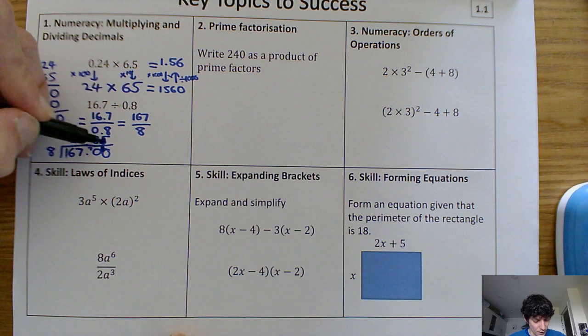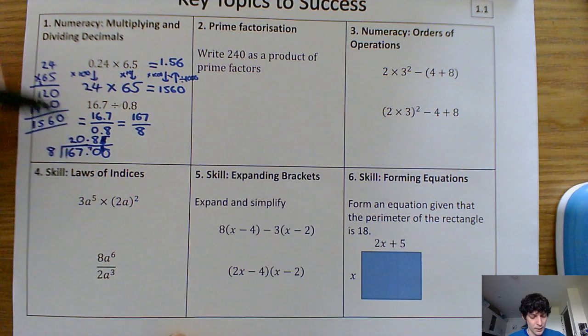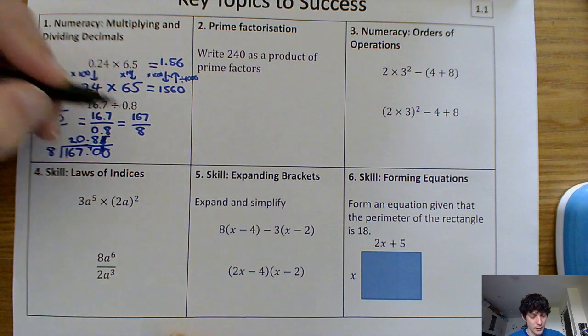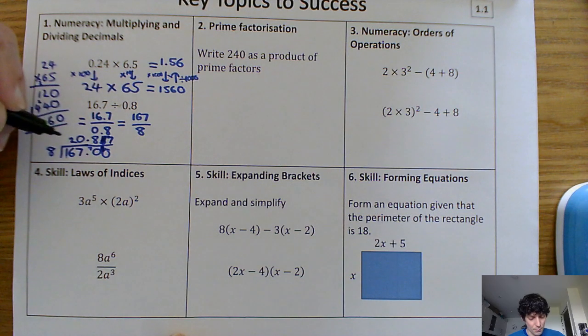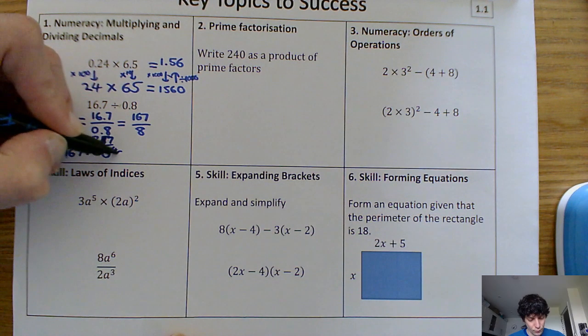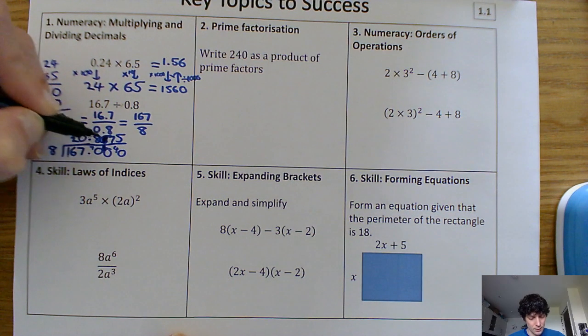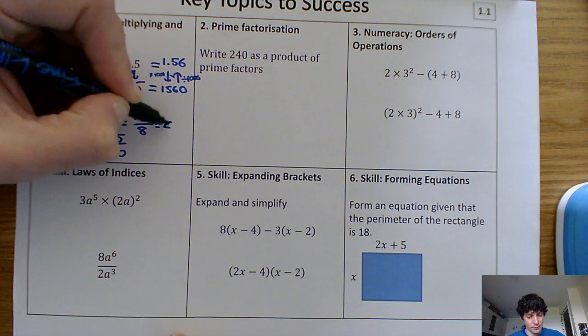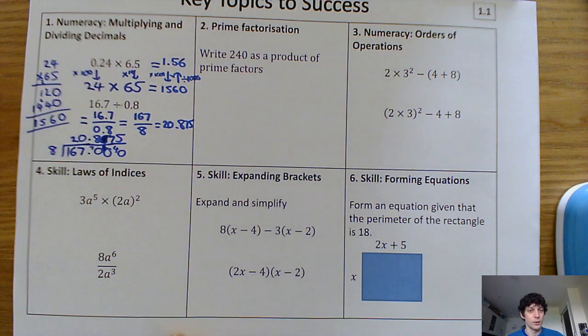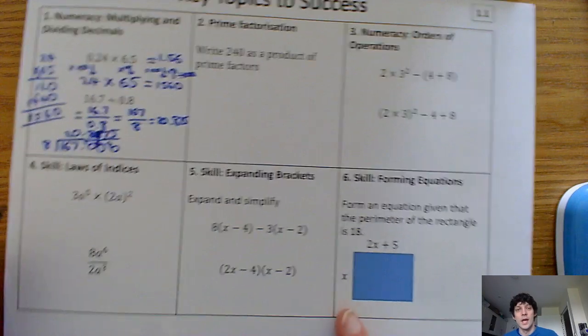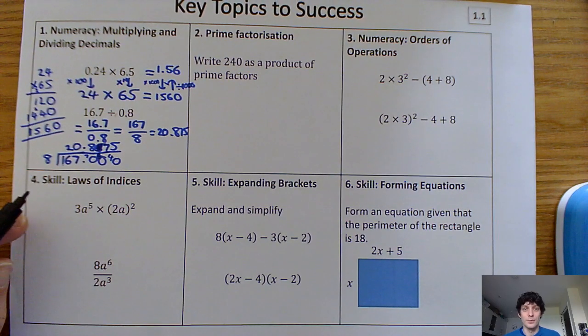Sorry, this shouldn't be a 5 here. That should have been a 6 down there. So 8's into 67. Remained 4. So we get 20.875. Okay, sorry for the slight mess on that question. Brain's still waking up a little bit this morning.